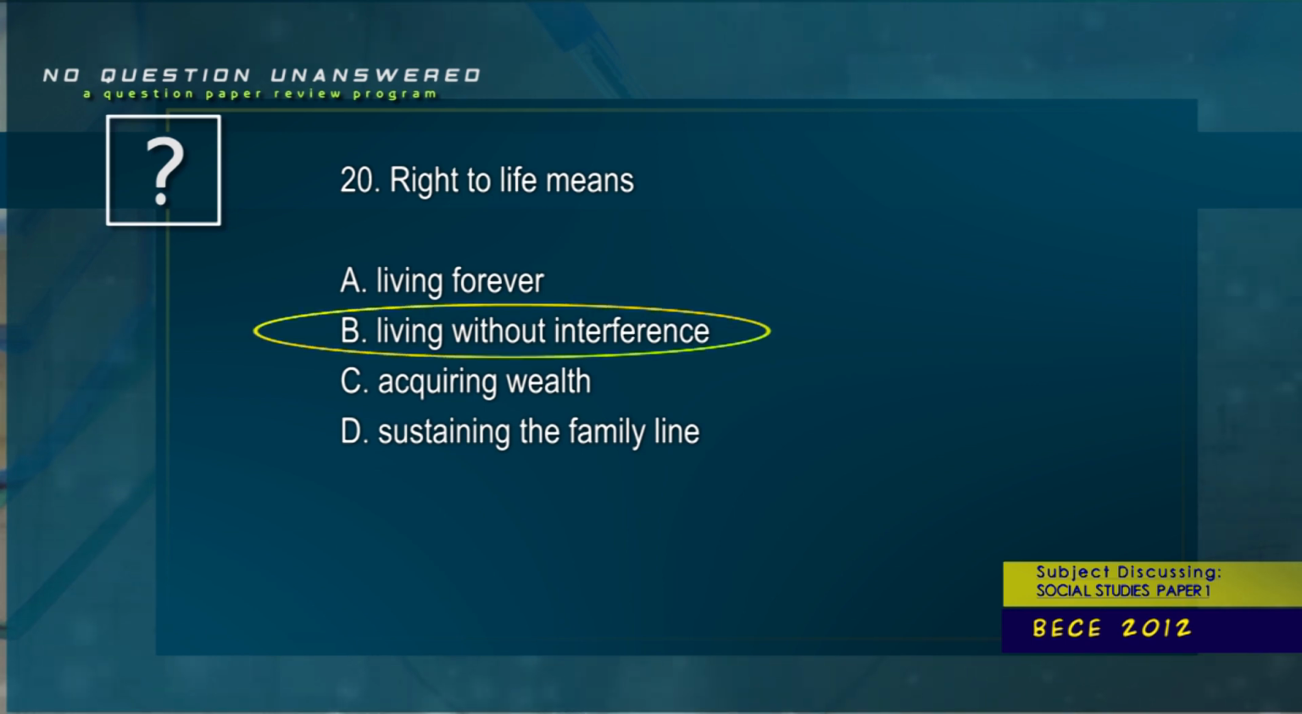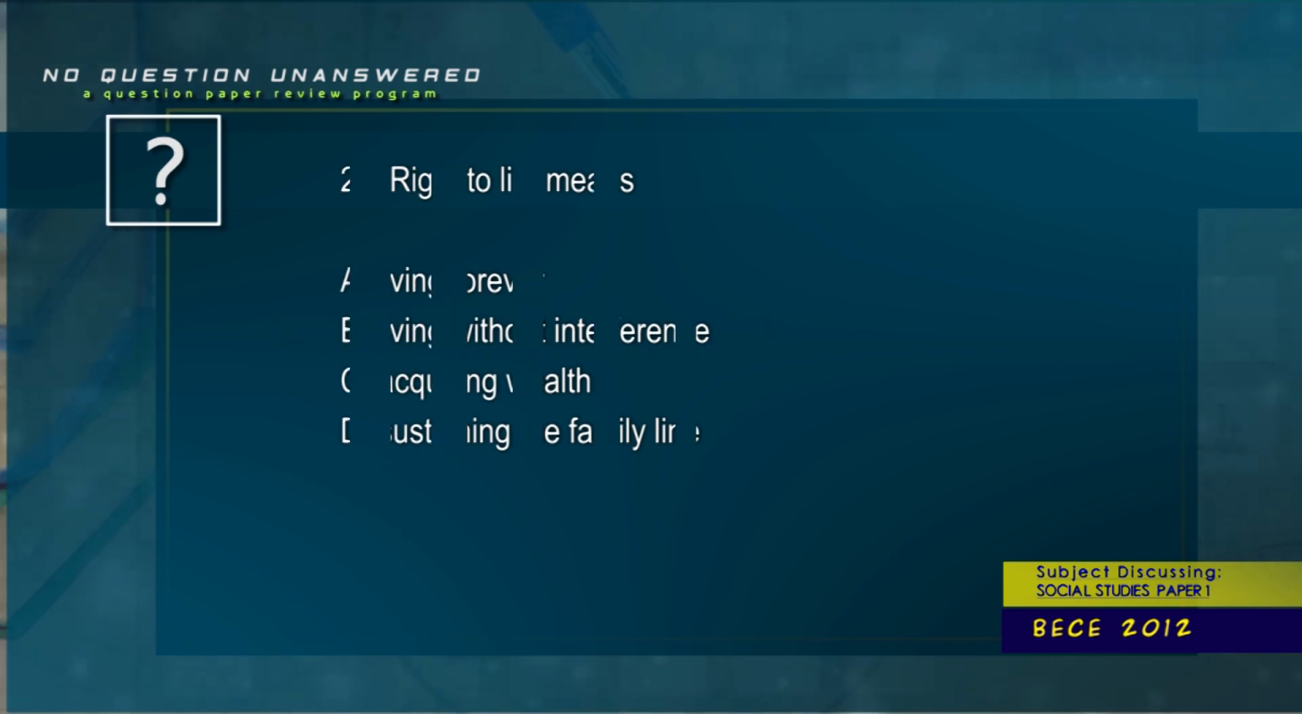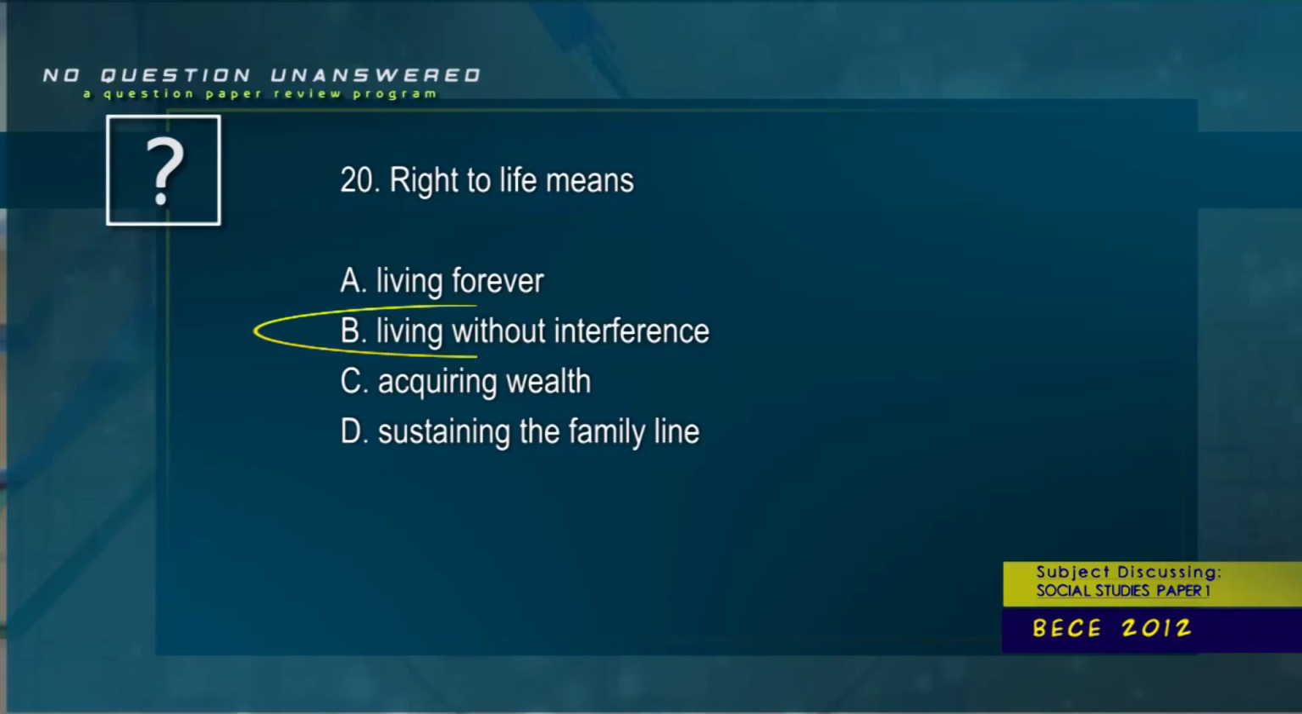Living without interference. Right to life means that you are free to live as a human being and nobody has a right to take your life for any reason. So the correct answer, viewers, is B. Living without interference.